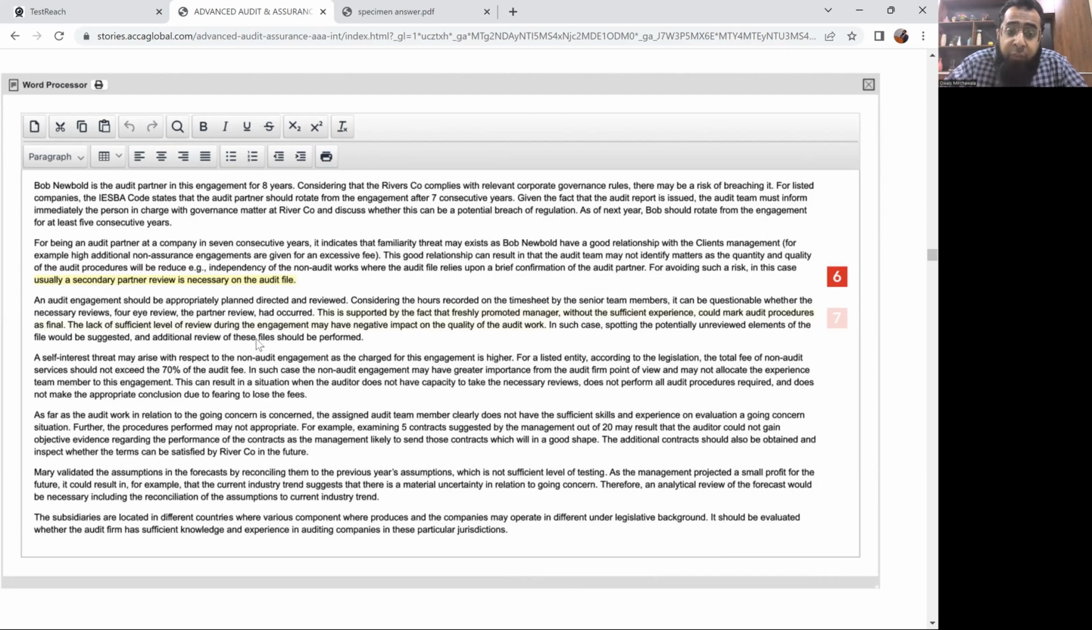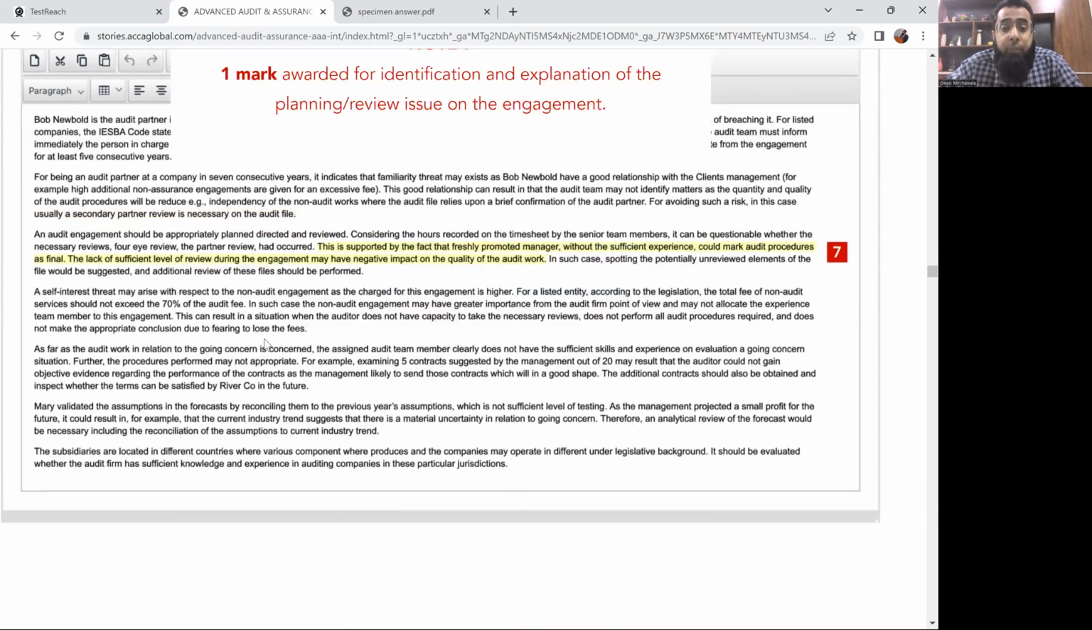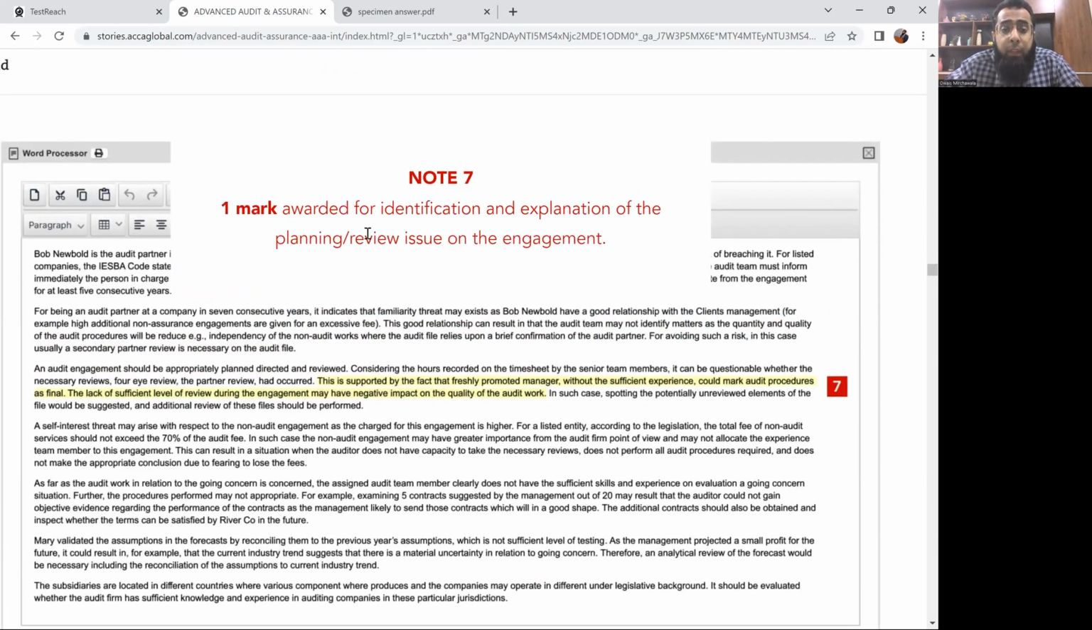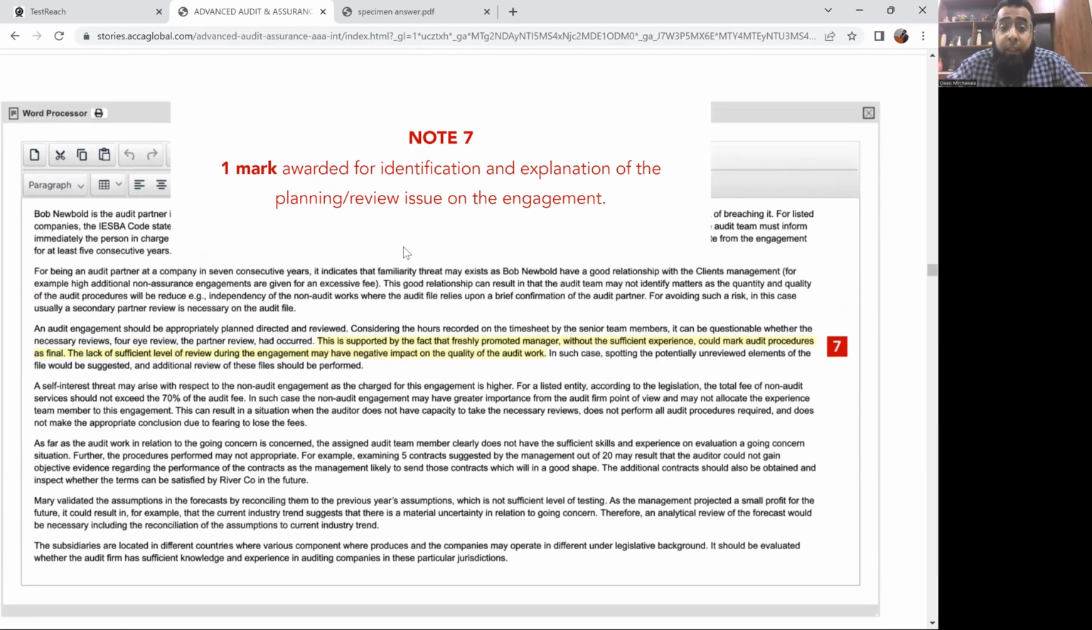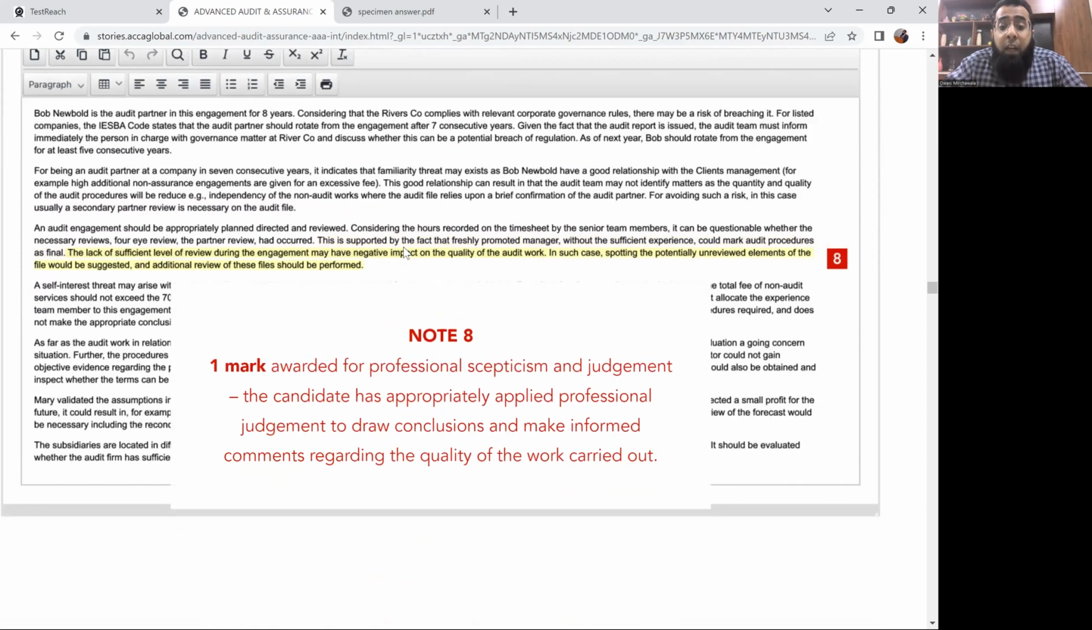Now see, he has drafted one paragraph on this. Now, how many marks for this one paragraph? Okay, let's read note number 7. 1 mark awarded for identification and explanation of the planning and review issue on the engagement, that this is supported by the fact that a freshly promoted manager did the review. So we raised a concern that a new manager is doing the review. So there is an issue in the review of the engagement, 1 mark for it. Then let's read another note. Note A. 1 mark awarded.